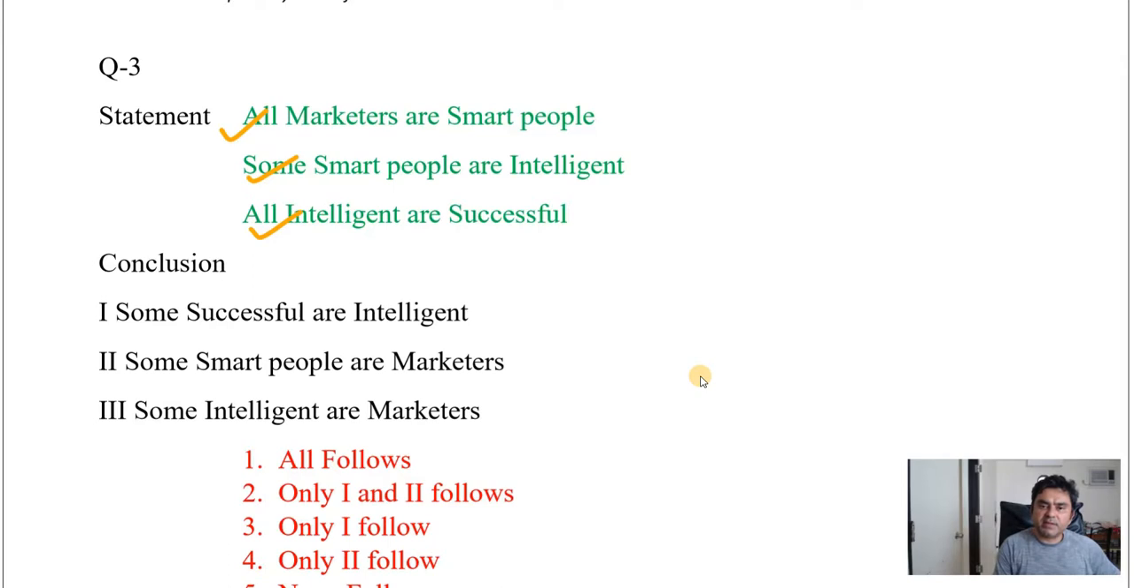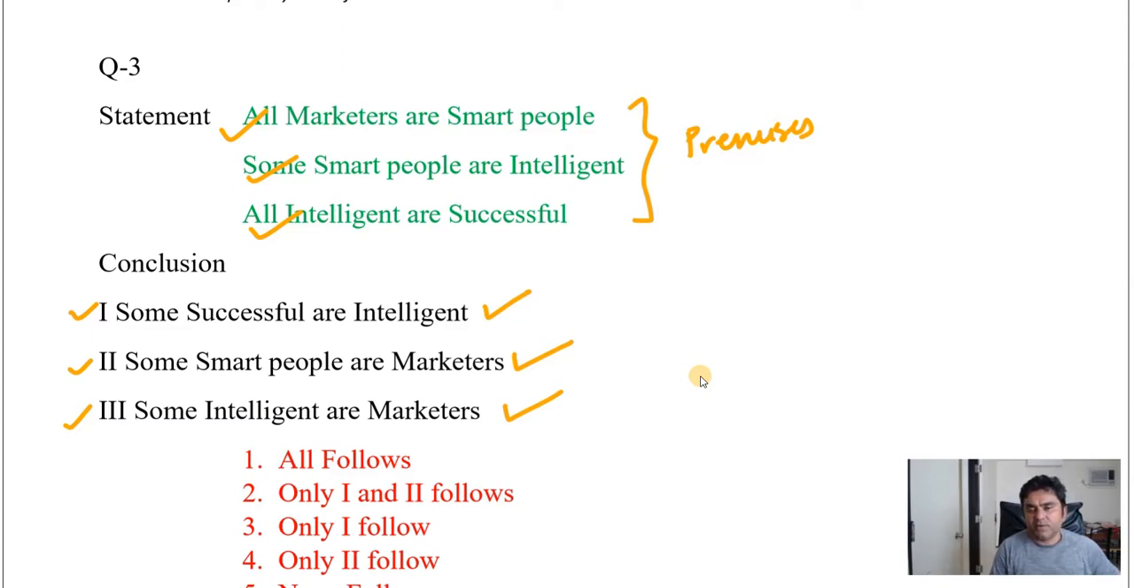Some successful are intelligent. This is a positive statement. Some smart people are marketers. This is also a positive statement. Some intelligent are marketers. This is also a positive statement. So there are only positive statements. So we are going to use the no-brain diagram. No-brain diagram means as per the statement you have to draw the diagram.